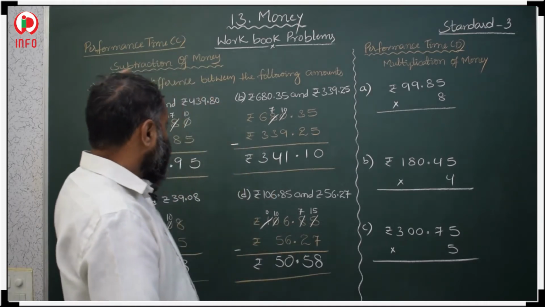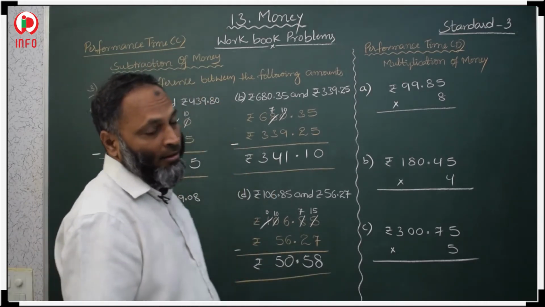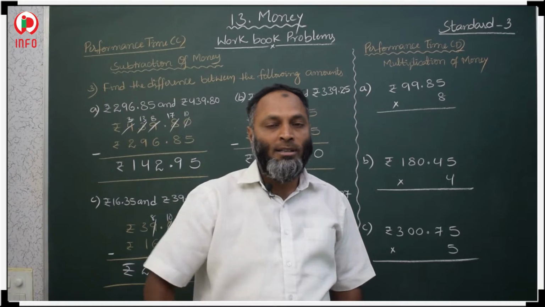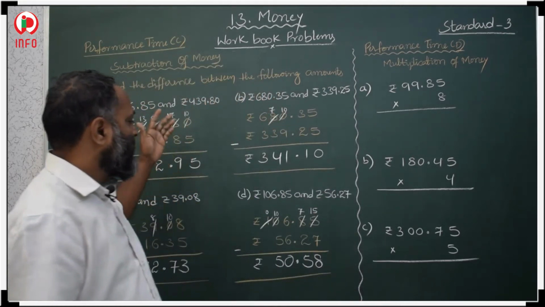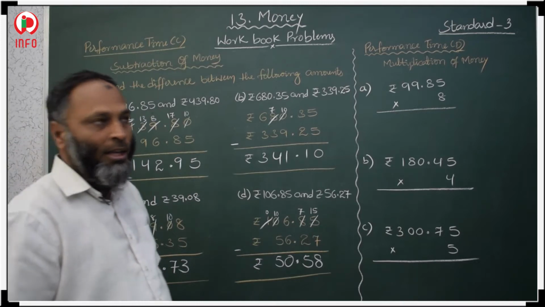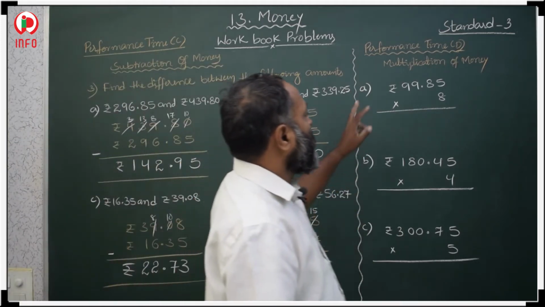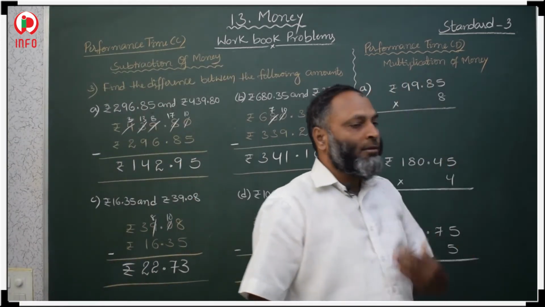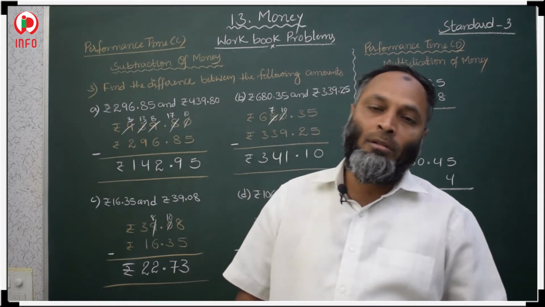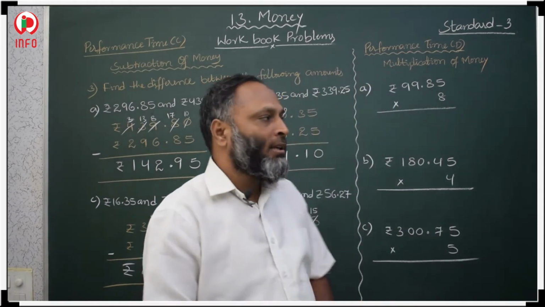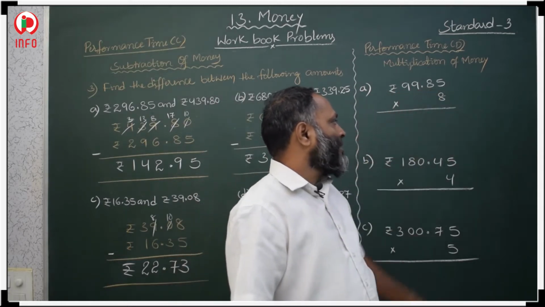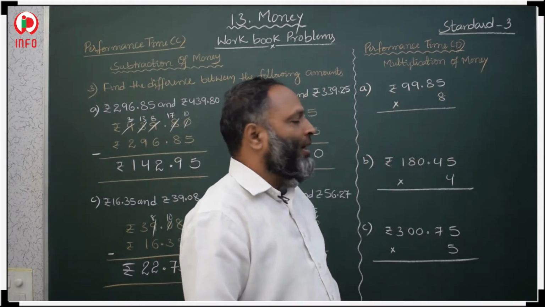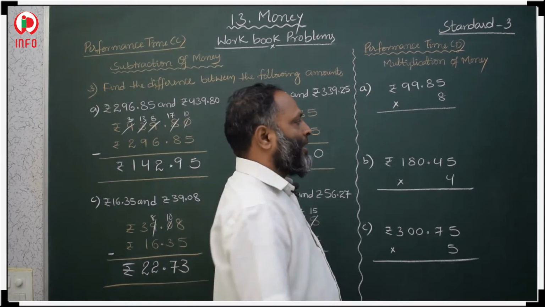Okay. So this is about the topic in performance time A, subtraction. So how to subtract money, that we learned. Then in performance time D, multiplication of money. How to multiply money? See here, the first one, 99 rupees 85 paisa. Then multiply by 8. How to multiply with 8?